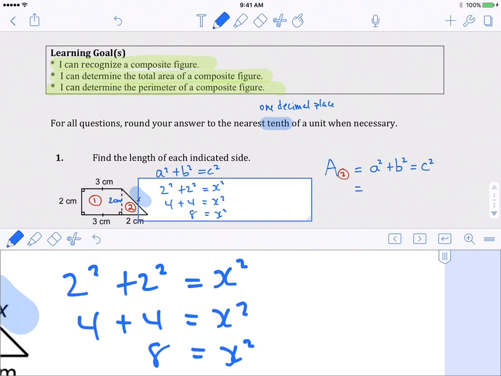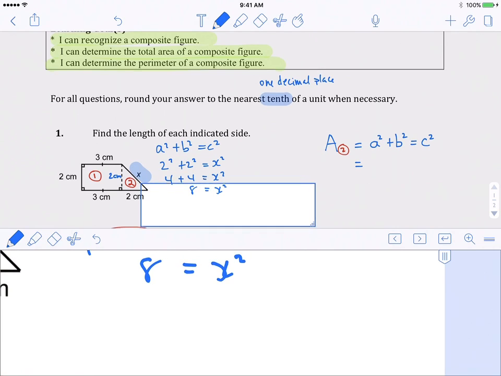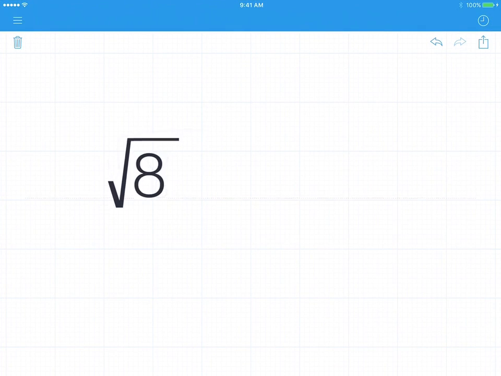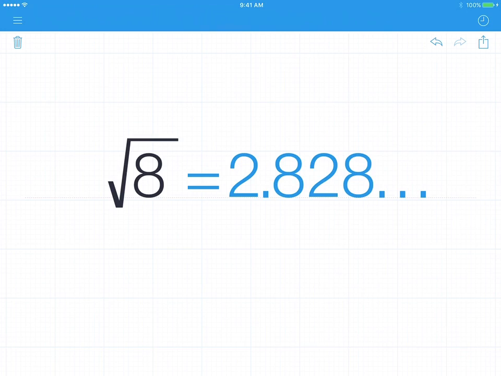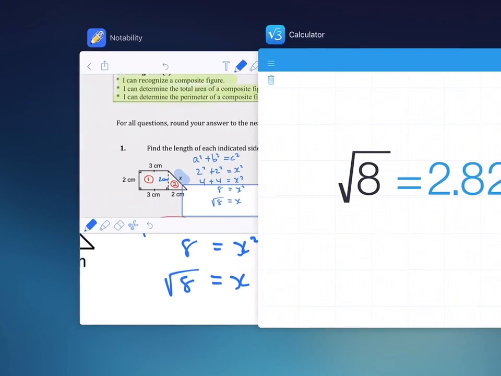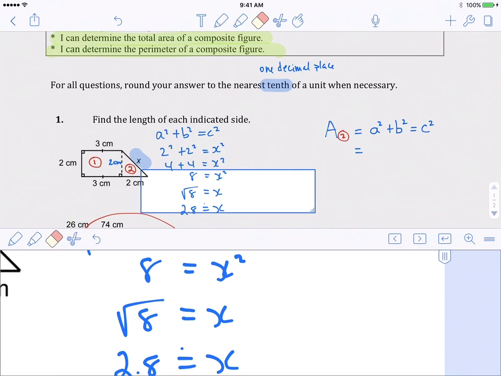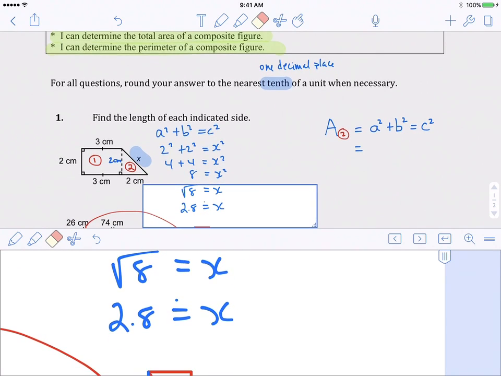What you could do, you can leave your answer as an exact answer, and that just means the square root of 8 is x. If you really like, you can use your calculator and say, okay, what's the square root of 8? 2.828. So we're going to say 2.8. We're going to round it. Okay, 2.8 equal x. And I'm going to put a dot above the equal sign because it's approximate. In fact, I'm going to back this up a smidgen because we're going to write the units of measurement there. So we're going to say 2.8 centimeters. And the little dot above the equal sign again just means approximate.